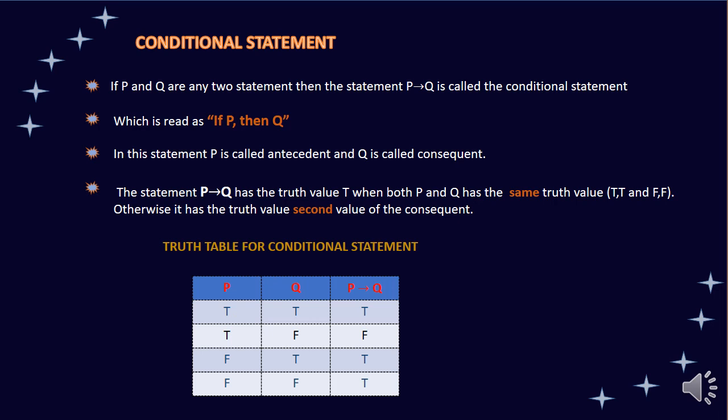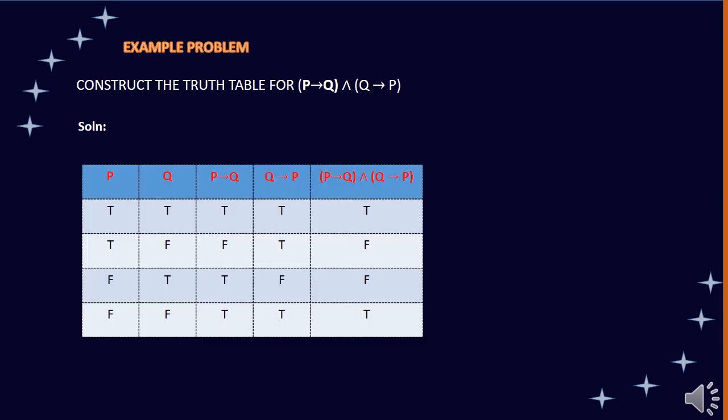Otherwise, the second value of the consequent is true, it will come true. Otherwise, it has the truth value false. Example problem: Construct the truth table for P then Q and Q then P.